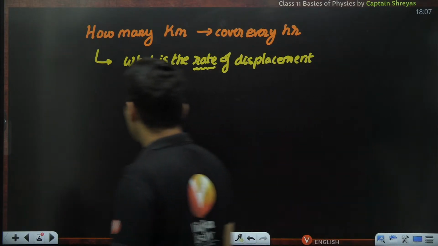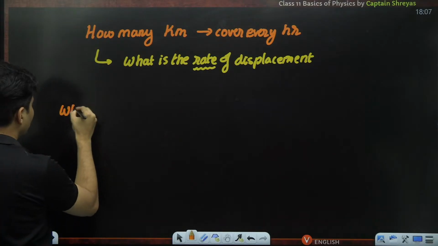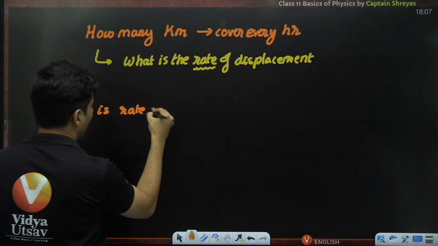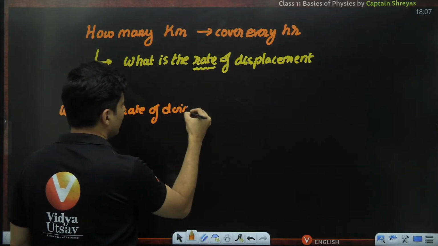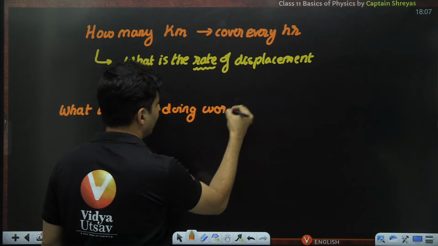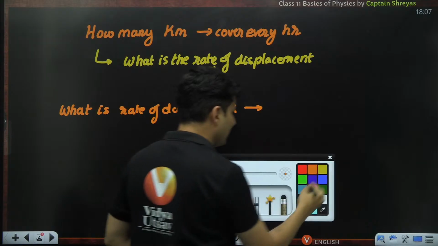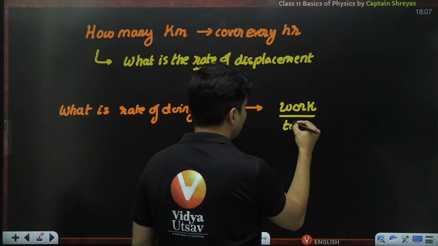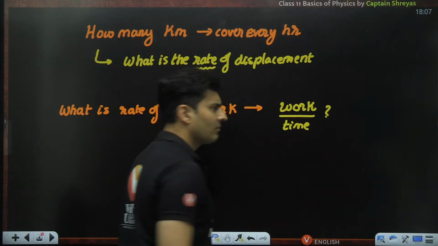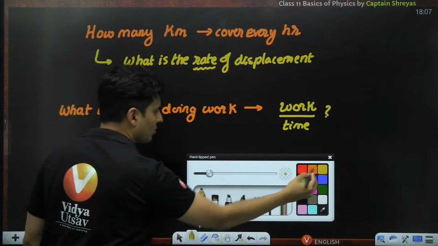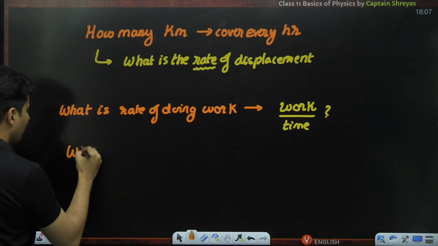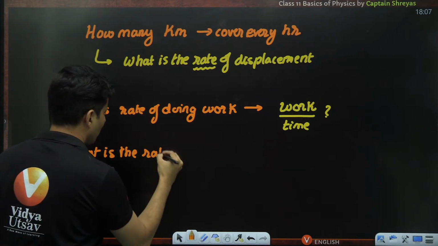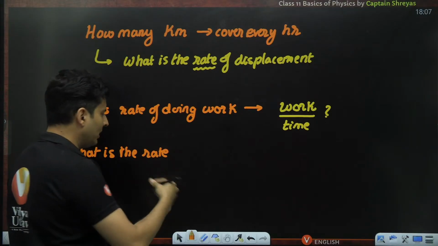Similarly, you might have also heard about what is the rate of doing work. It basically means how much work are you doing per unit time. That is the question at hand. Sometimes the question could also be, what is the rate of change of momentum. You will see later on the rate of change of momentum is force.